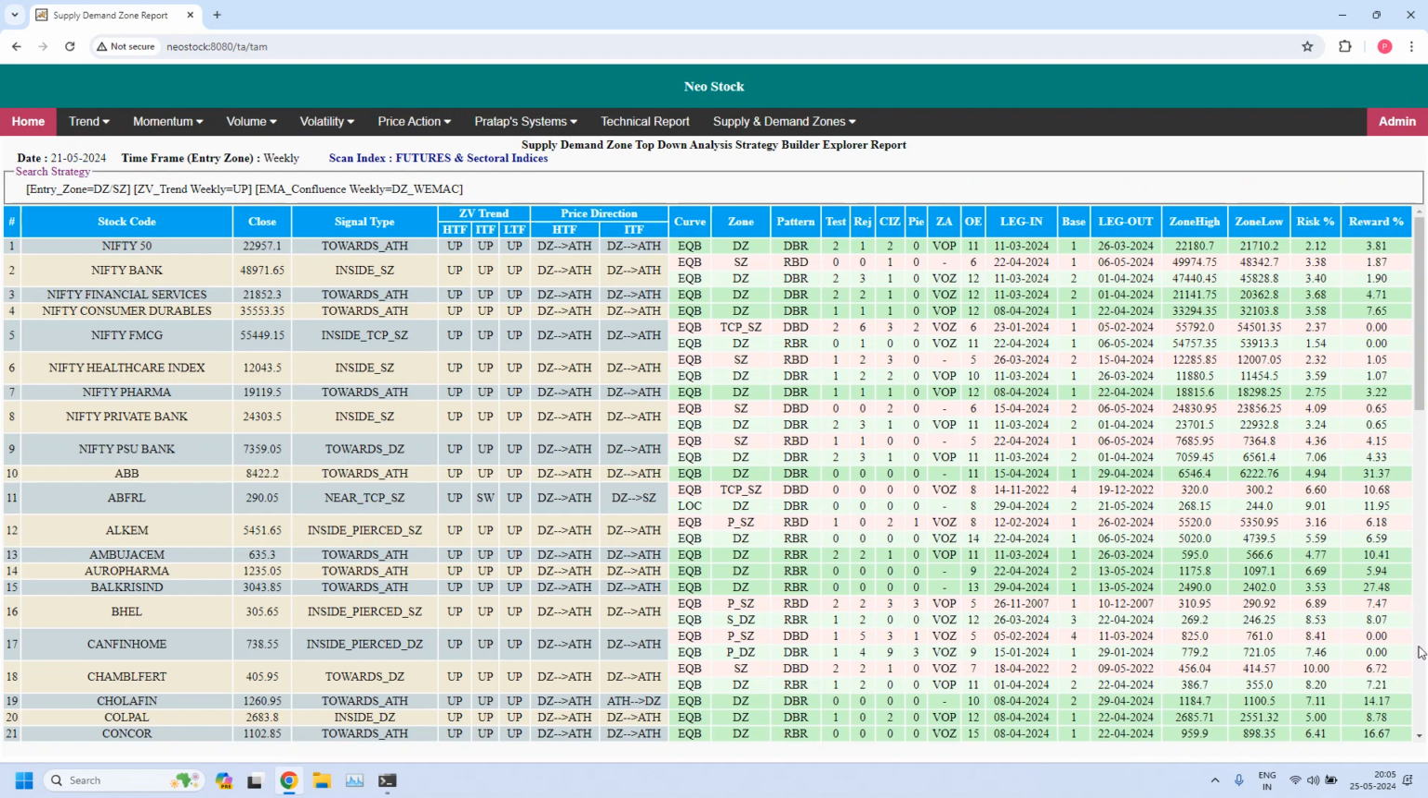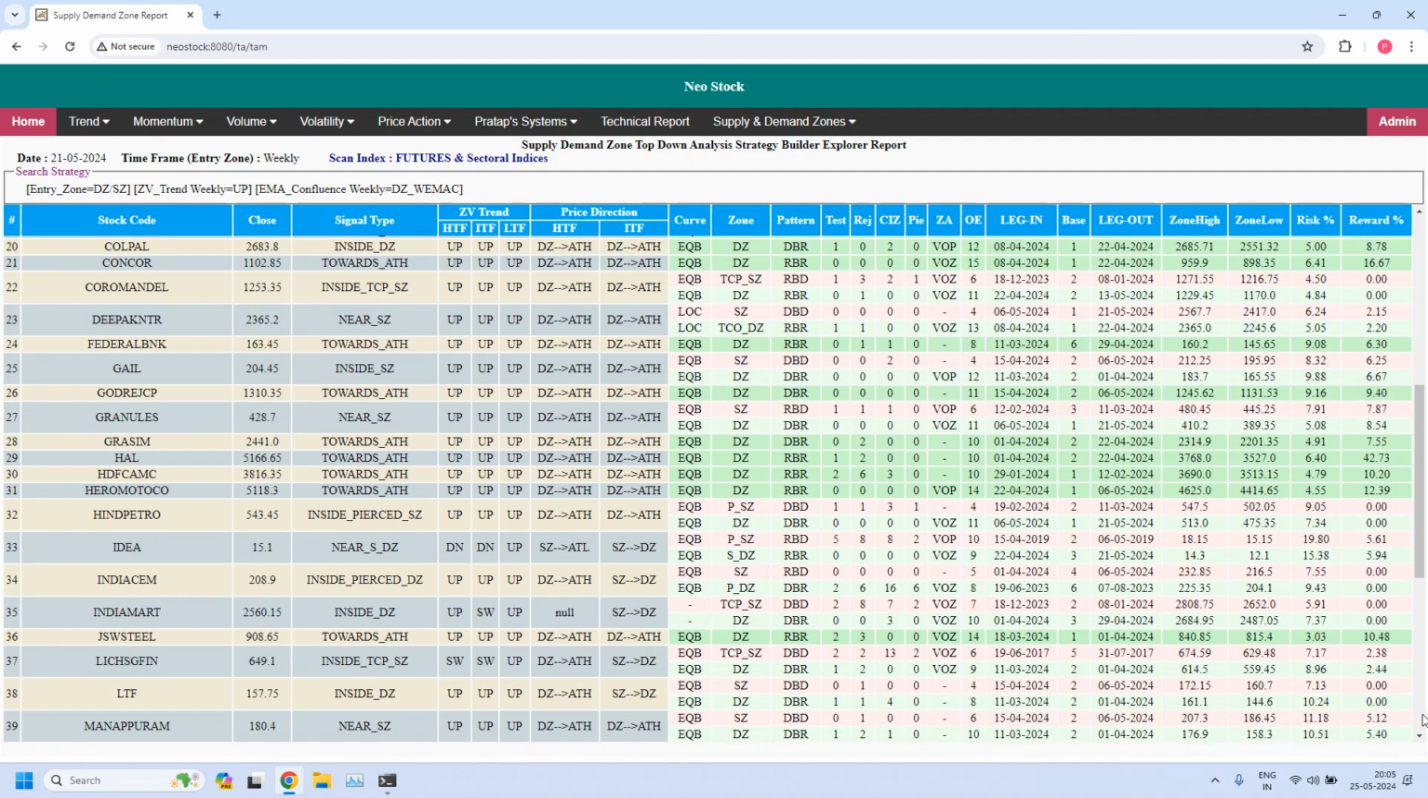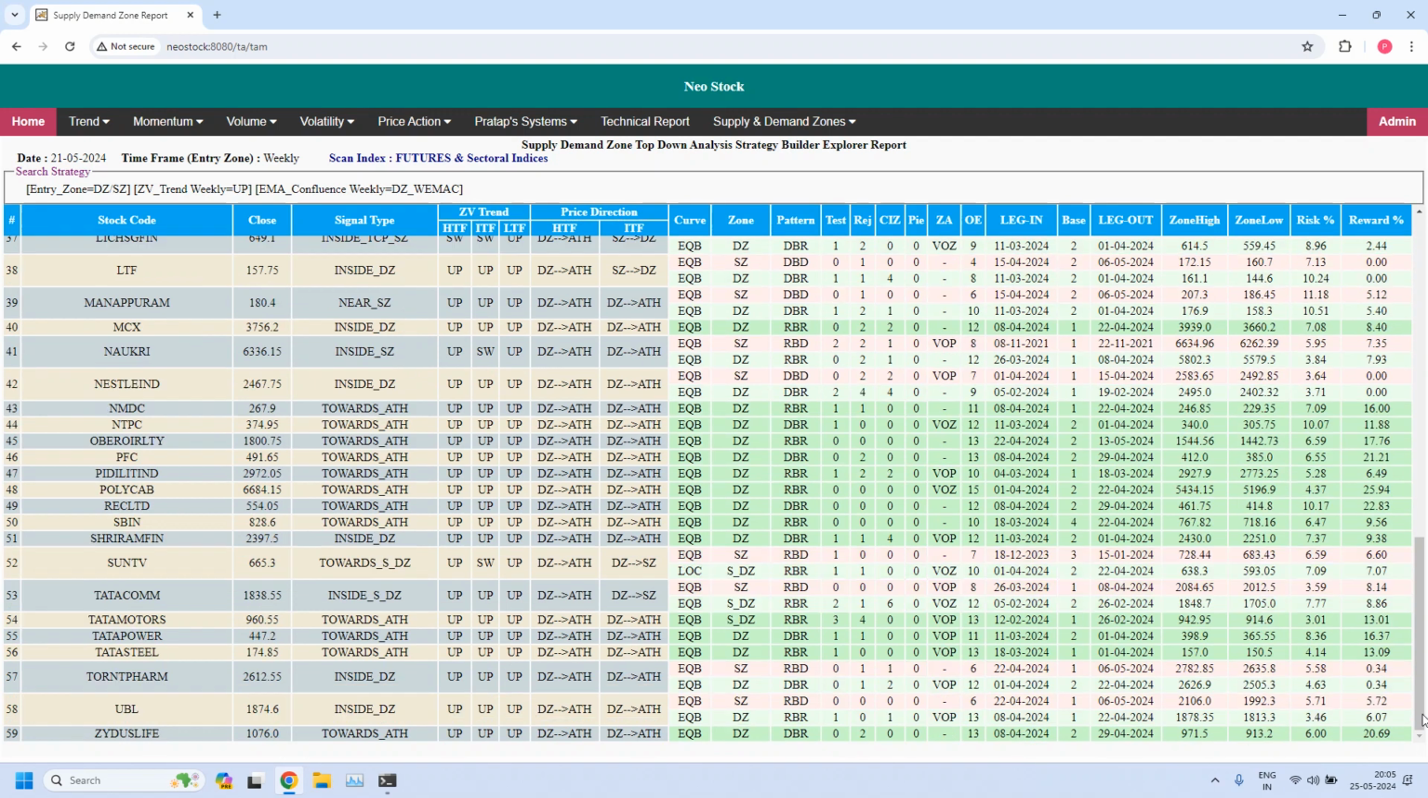So we got a big list. Let me scroll down for our reference purpose, but you can't analyze this many stocks, so we will add one more filter. But for reference purpose, let me scroll down. So a total of 59 stocks are filtered. It's a very big number.